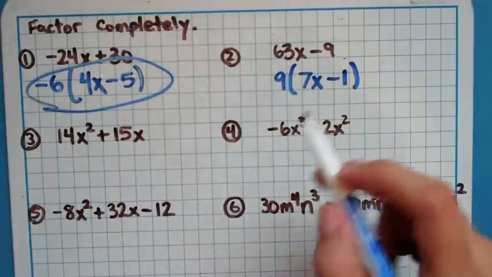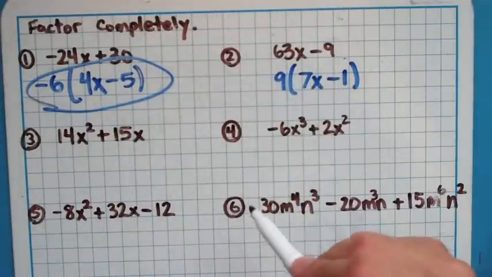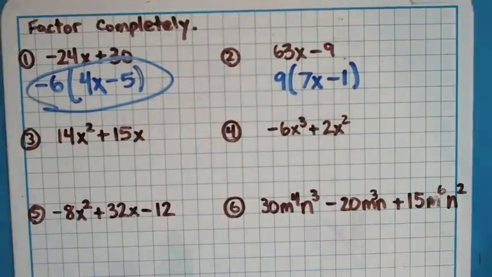You can always check your answers, because if you distribute, you should get back to where you started. If I distribute this, I'm going to get that answer. I'm in good shape. That's my factored answer.